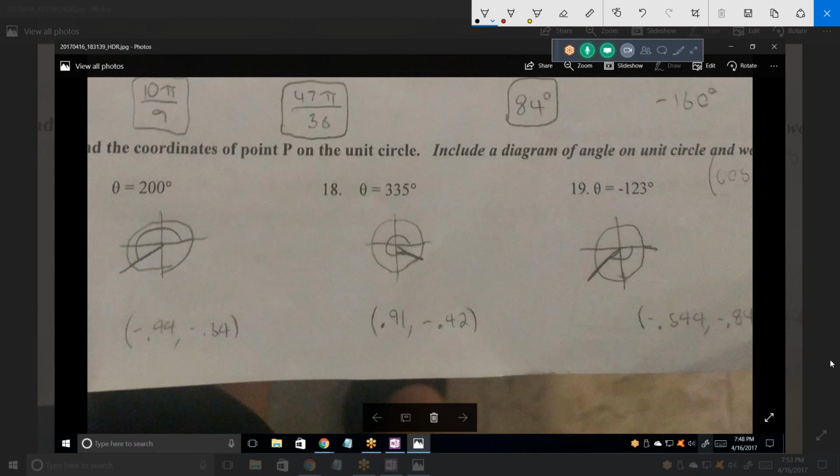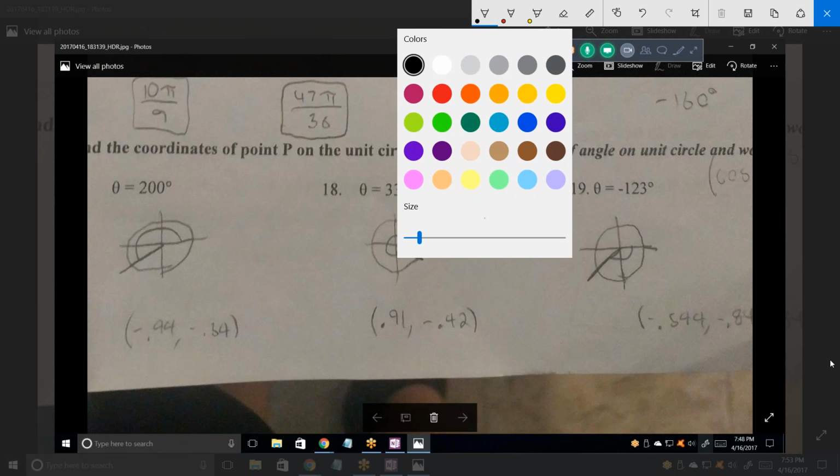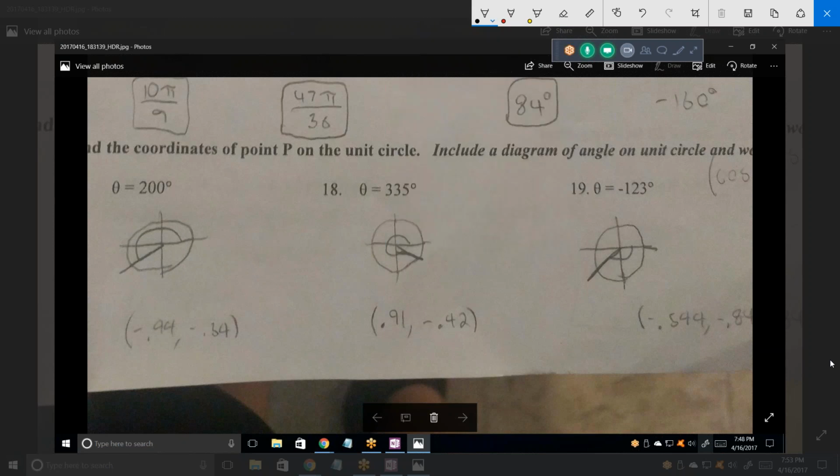Now, let's look at this one here. So tell me how you did this one. How'd you get the 0.91? Tell me the equation you put into your calculator. Just cosine of 335. Okay, and how about this one? Sine of 335. Okay.